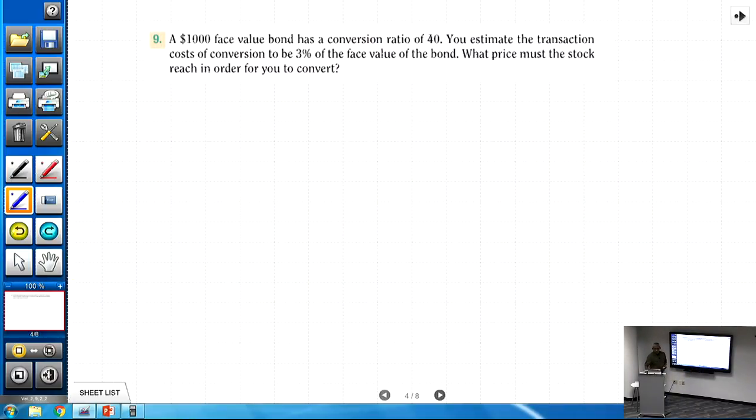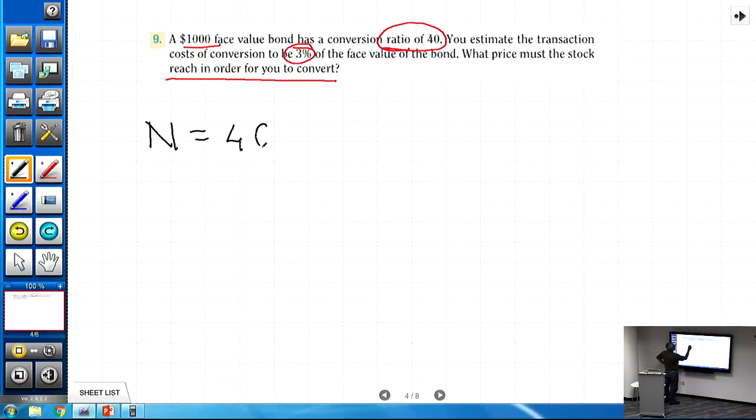Problem number 9. The bond has a face value of 1,000. It has a conversion ratio of 40. You estimate the transaction cost to be 3%. What must be the price of the stock in order for you to consider conversion? So the number of shares received is 40. That's the conversion ratio. The number of shares to be received is 40.